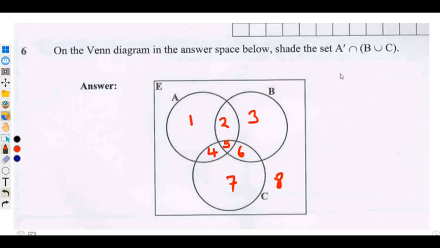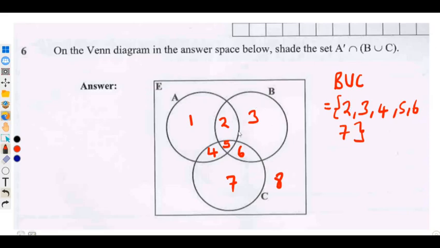Then from there, let's find B union C. So B union C means we combine the elements of B with the elements of C. So we have 2, 3, 4, 5, 6, 7. This is B union C.